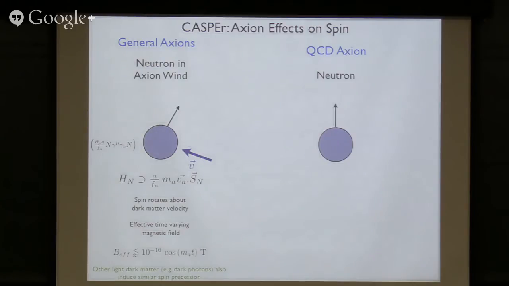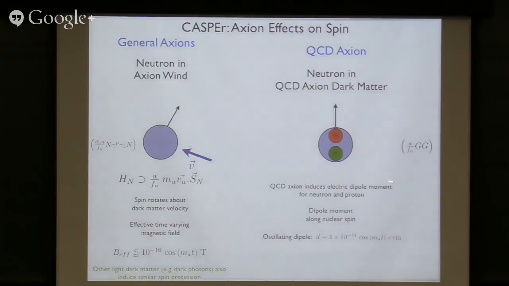Now, how about the QCD axion? What does that do? Again, consider a neutron. And the QCD axion, because of the specific coupling to gluons, induces a small electric dipole moment for neutrons. So there's charge separation in the neutron that is induced by this. This happens due to some fancy QCD effects.